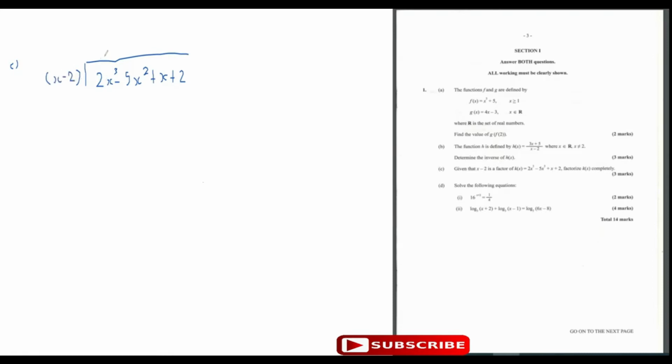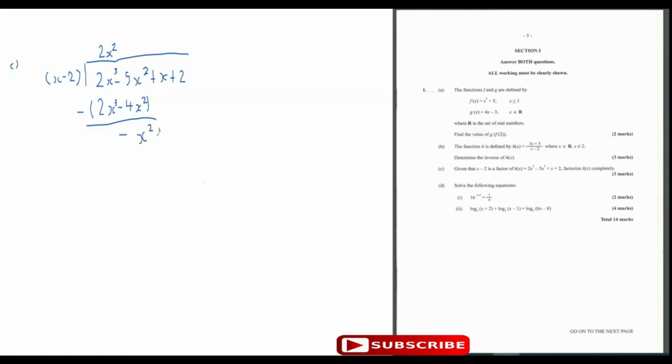And so x into 2x cubed, that leaves 2x squared. 2x squared times x is 2x cubed. And then 2x squared times minus 2 is minus 4x squared. Then we subtract them: minus 5x squared minus minus 4x squared. Minus and minus give us plus, so we get 4x squared minus 5x squared, that's just minus x squared.